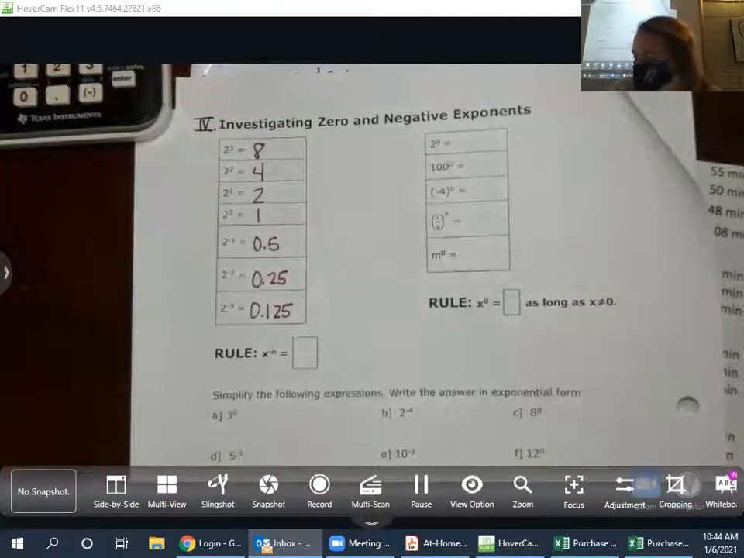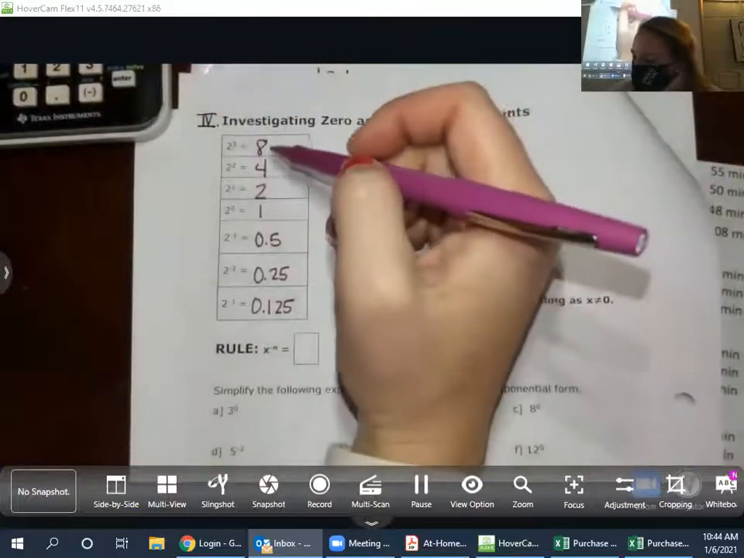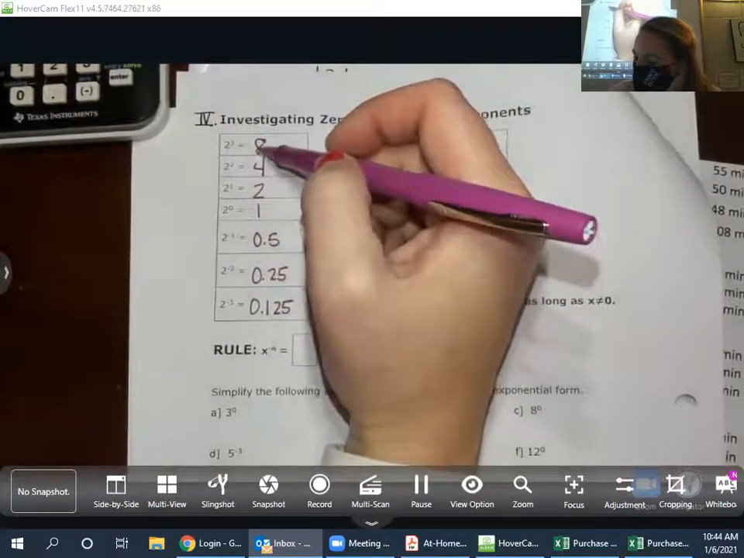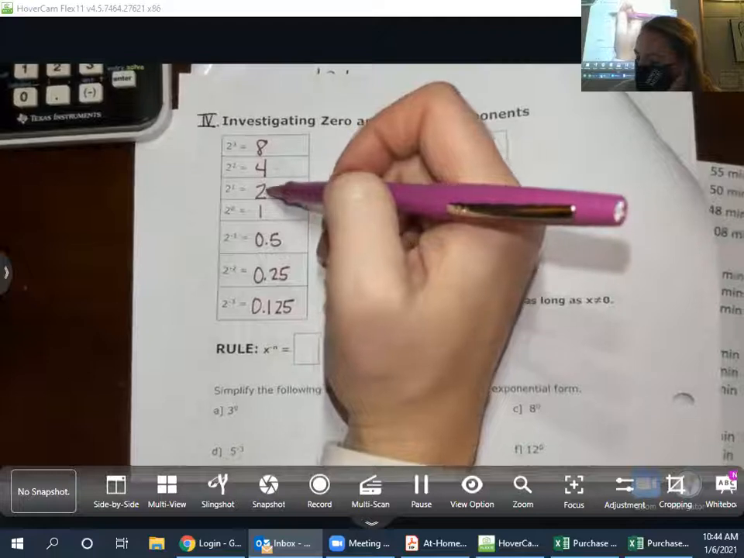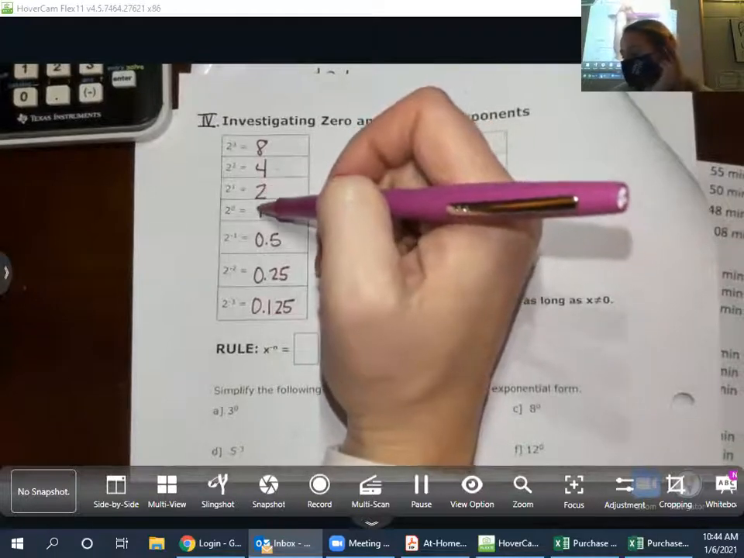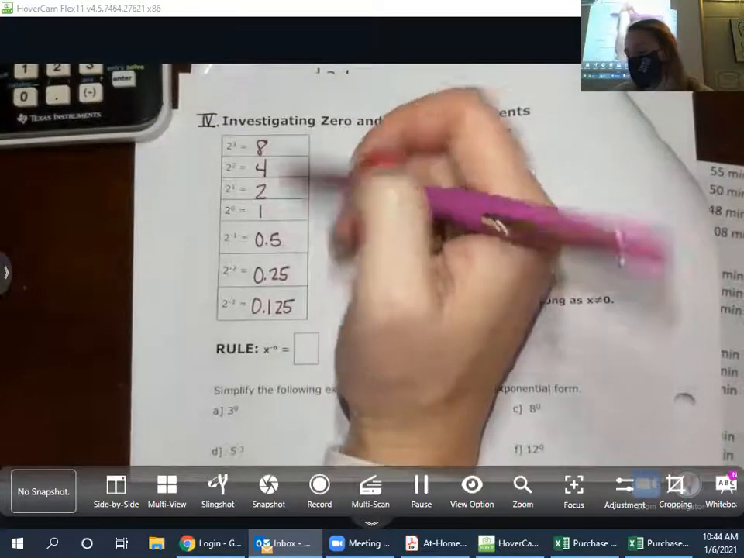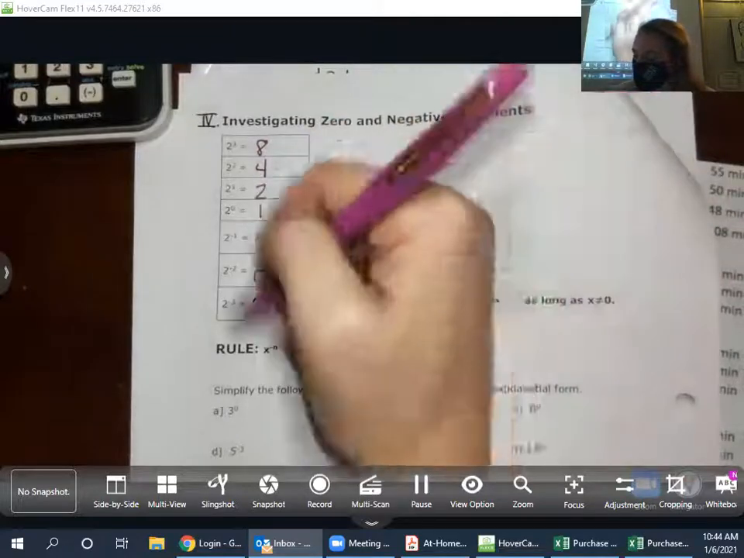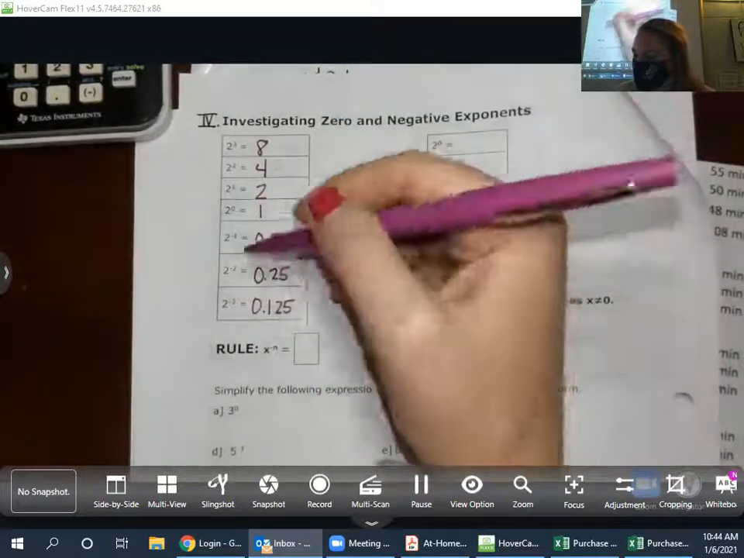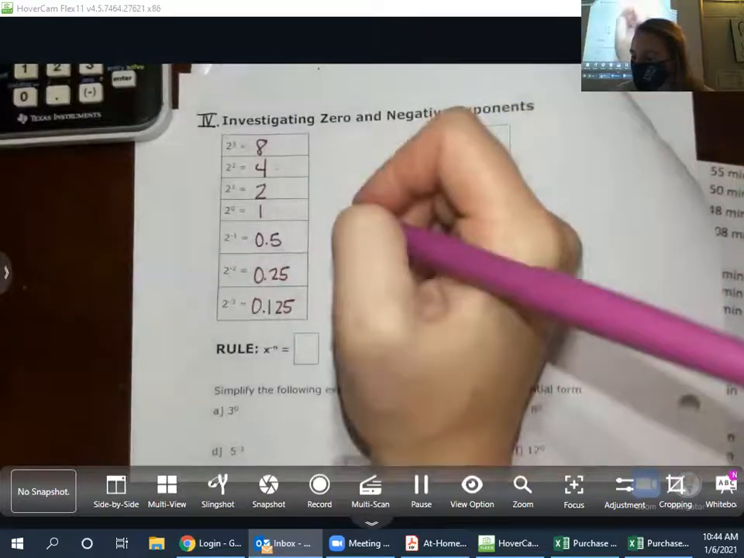Okay, so these up here, some of you might even know them off the top of your head. 2 times 2 times 2 is 8. 2 times 2 is 4. 2, of course, by itself is just 2. And then anything to the 0 power is 1. It was down here that you found out some new information when you have negative exponents, okay?